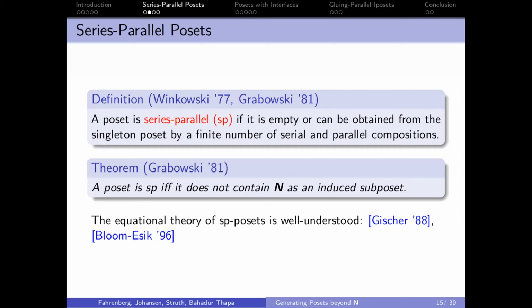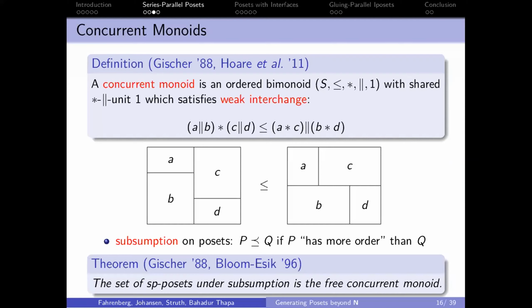The equational theory of SP Posets is well understood. In particular, the generation of SP Posets from the singleton is free. So this is known since Gischer's 88 paper and the paper by Bloom and Ésik in 96. Now, the relation to concurrent Kleene algebra, let me just make the relation to concurrent monoids here. So a concurrent monoid is an ordered bimonoid with a shared unit. So you have two operations and an order. The order is compatible with the two operations, and the two operations share a unit. And in addition, it satisfies a weak interchange law, which you see here.